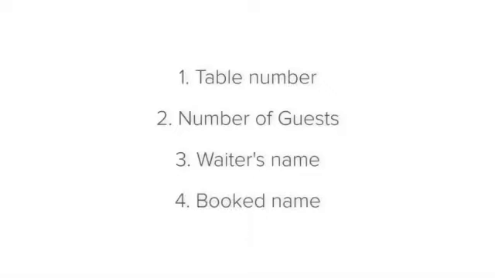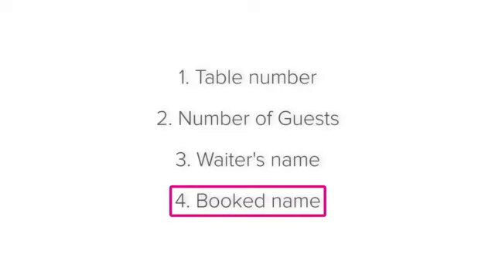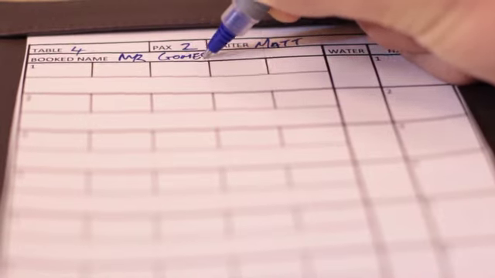Also in the docket is the waiter's name. There's also a space for the waiter's name, so that everyone knows to which waiter that docket and table belongs. The booked name is next. This is simply the name of the person under whose name the table was booked.